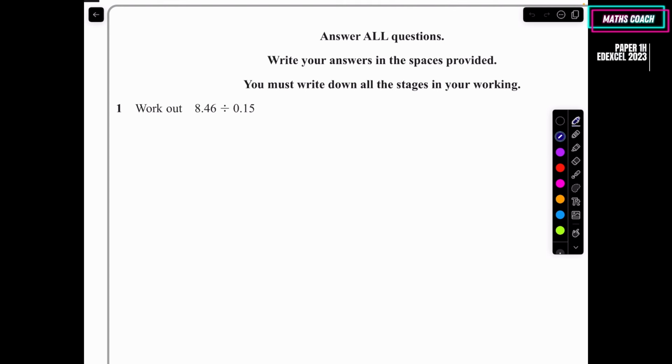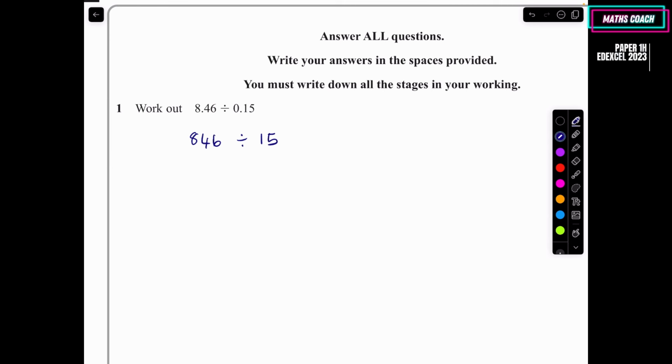Instead of looking at these decimals, let's times both numbers by 100. The reason we do it by 100 is because 8.46 multiplied by 100 gives no decimal points. So 846 will be the new number, and we're going to be dividing that by 15, because we also need to multiply 0.15 by 100. Now it's exactly the same as doing 8.46 divided by 0.15.